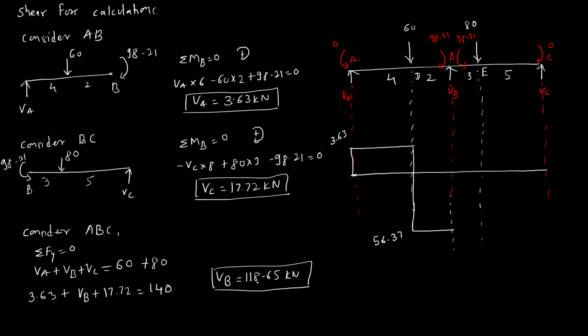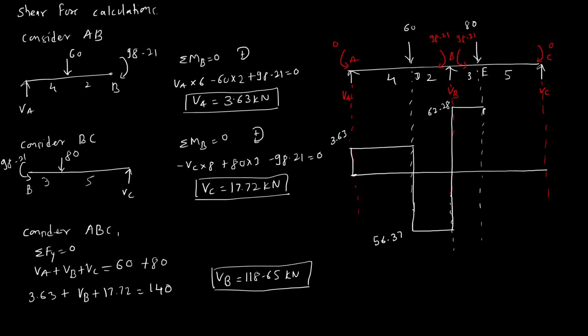At B the value is 118.65. So minus 56.37 plus 118.65 will come as 62.28 positive. So we'll mark it here. This is 62.28. Same up to here it will be constant. Now 62.28 minus 80 will give us minus 17.72. Minus means below the zero line.